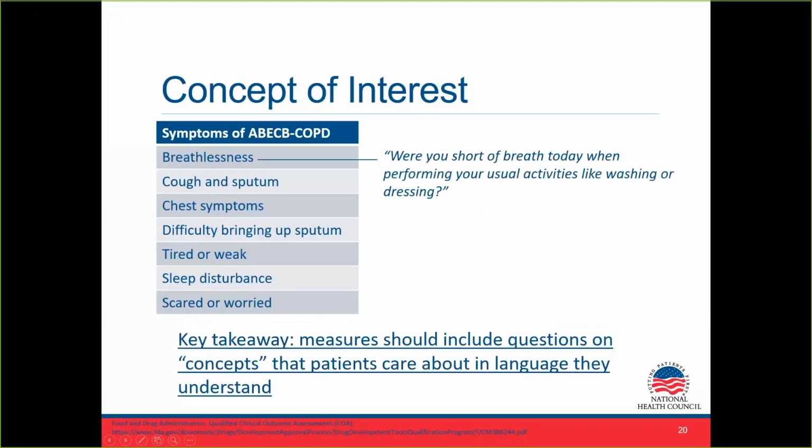So for this instrument for COPD, patients identified breathlessness, which is a symptom of COPD, as a concept that was important to them. So in order to measure this concept of interest, an item in the instrument needs to reflect this. So here we have the example of an item in the instrument such as, were you short of breath today when performing your usual activities like washing or dressing? With the key takeaway here that measures should include questions or concepts that patients care about and language they understand.